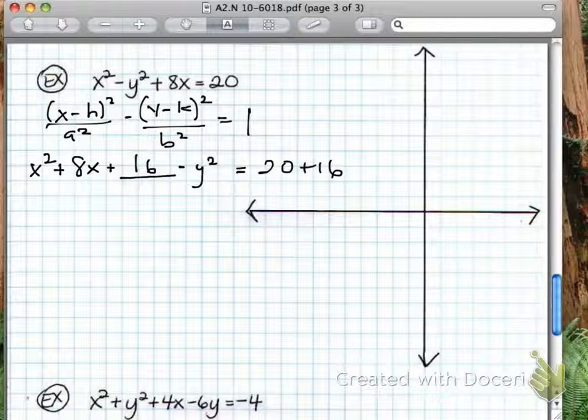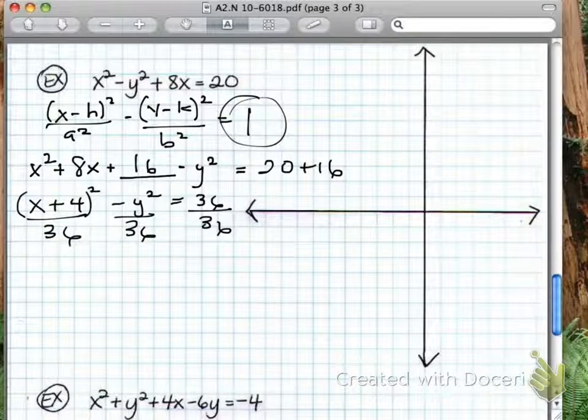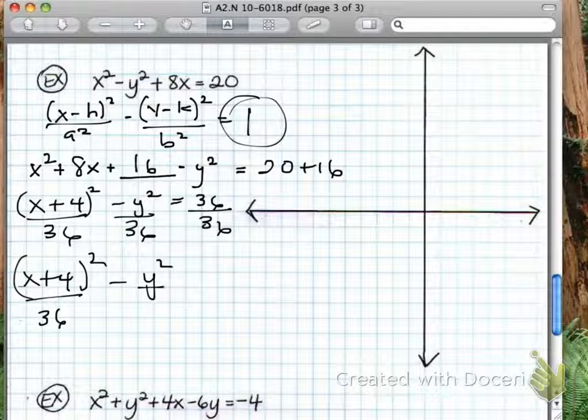So when I work that completed square out, I'm going to break it down to x plus 4 squared minus y squared equals 36. But I need it to equal 1, right? So divide everything by 36. And there I have x plus 4 squared over 36 minus y squared over 36 equals 1. So there's my form.